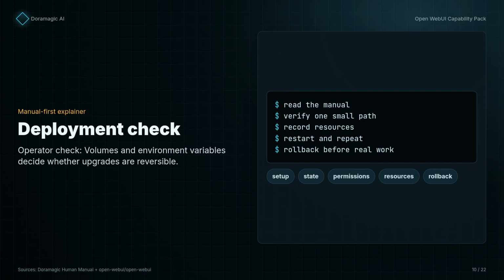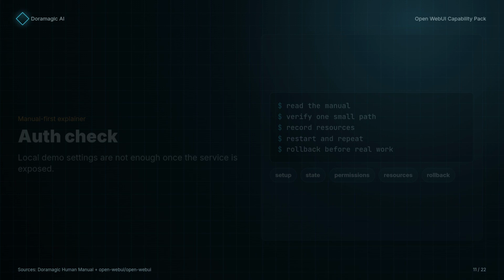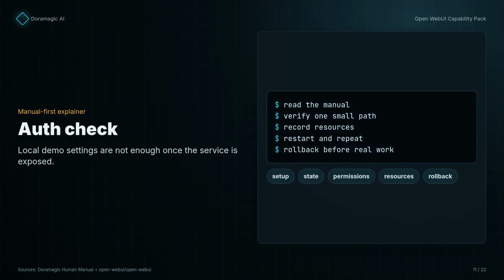The first pitfall is storage. A self-hosted AI interface is not stateless. Conversations, users, files, settings, and model configuration can become part of your working memory. Before you make it your daily workspace, you need to know where data lives, how it is backed up, and how to remove or migrate it.